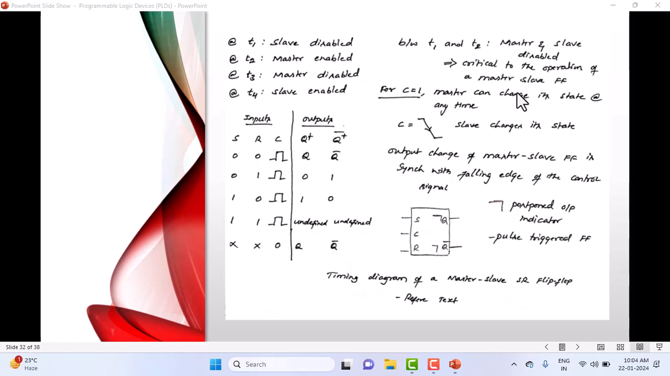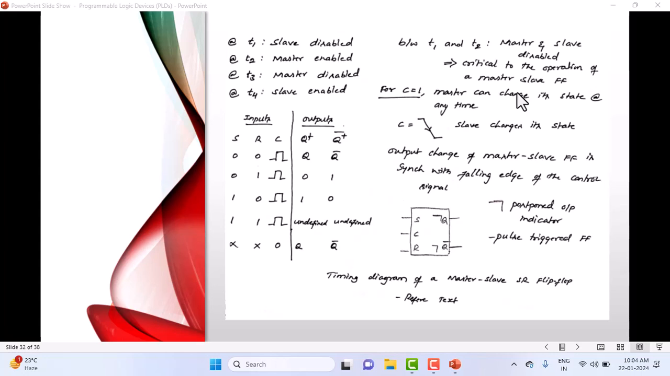These flip flops can also be called pulse triggered flip flops, because whenever the pulse is 1, the master will be enabled. Whenever the pulse is 0, the slave will be enabled. That's why we have shown the clock signal as a pulse signal. You can see a pulse. We want both high level and low level, because at high level one part of the circuit is enabled and the remaining part of the circuit is disabled. Whenever the clock is 0, the remaining part of the circuit will get enabled. That's why this flip flop is also called a pulse trigger.